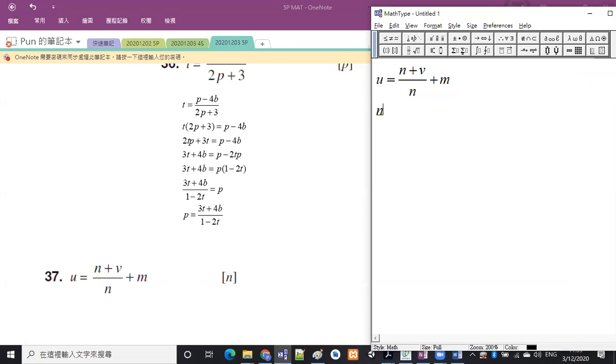Okay, we need to multiply every term by the denominator.